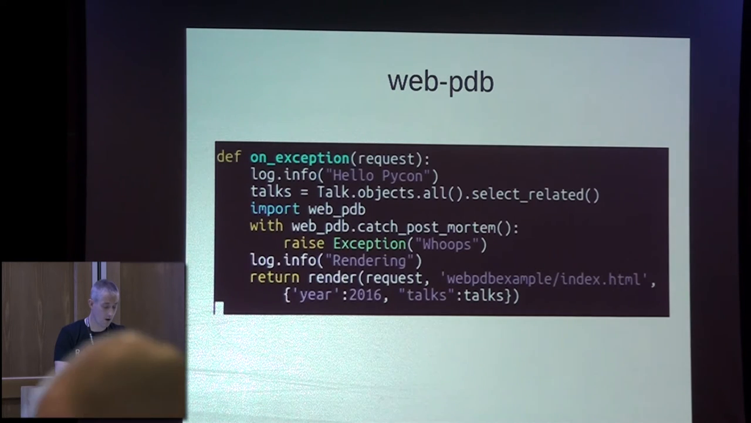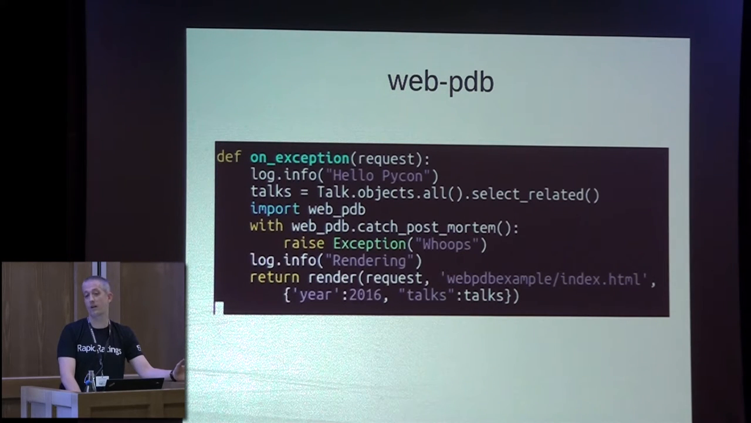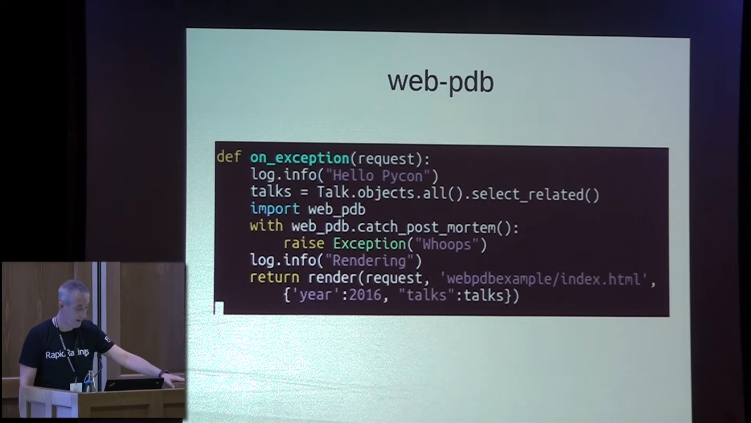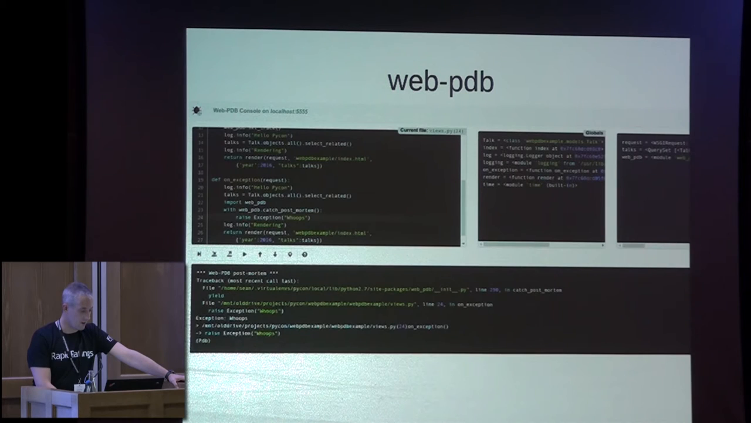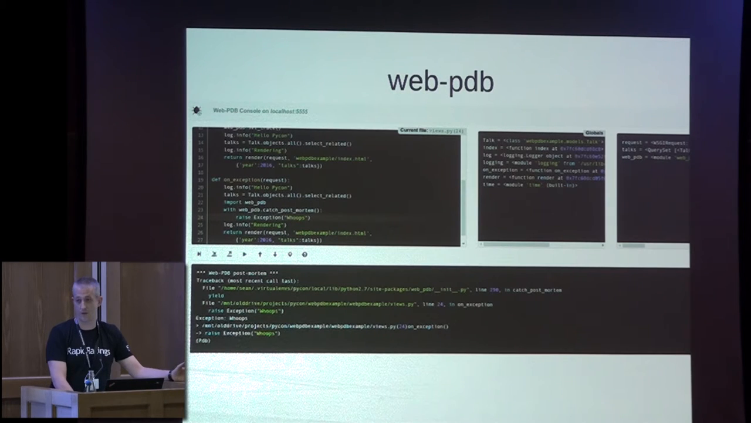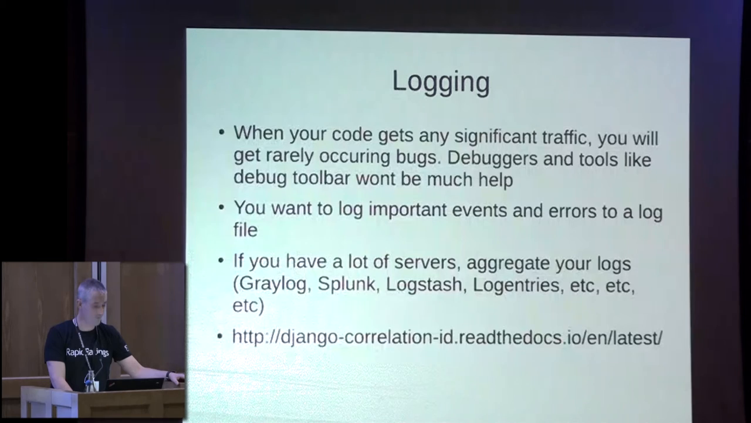You can also hook it up so that it'll only trigger on an exception. So you see here, webpdb.catch_post_mortem. Anything inside that context decorator, if it raises an exception, webpdb will fire up, the browser will freeze, and you can go off to port 5555 to see what's going on. So it's a nice, flexible, handy tool for Django. This is a simple example of the same code. When the whoops exception raises, it triggers WebPDB, and off we go.